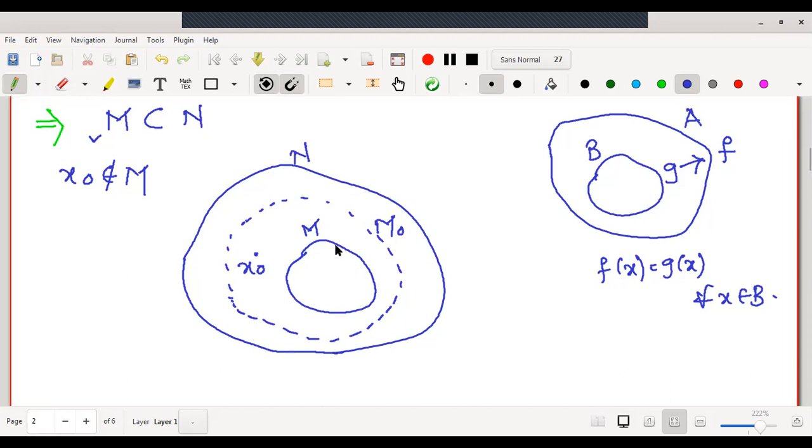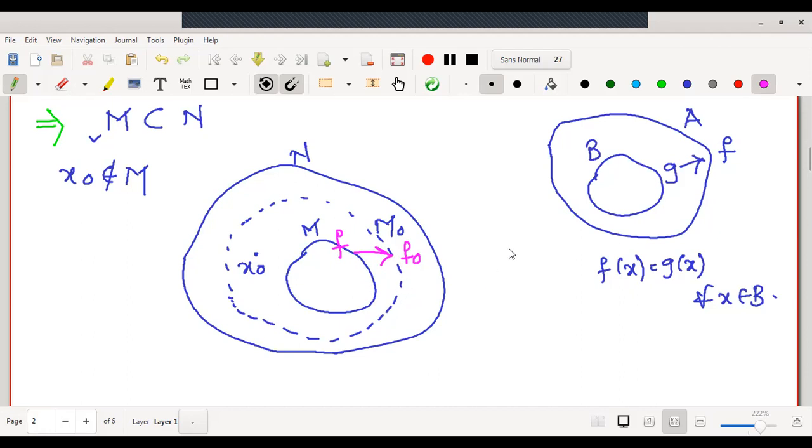And one more thing is given to us: on the subspace M, there is a functional defined called f. Now, our aim is to prove that on M naught, we have a functional, say f naught, which is an extension of f. That is, f is extended to a functional f naught where the norm values of both the functionals are equal.